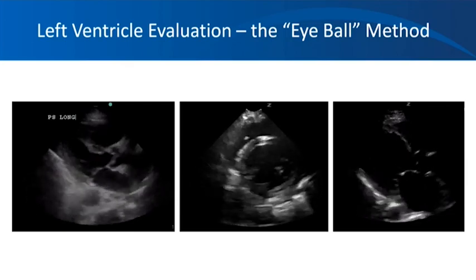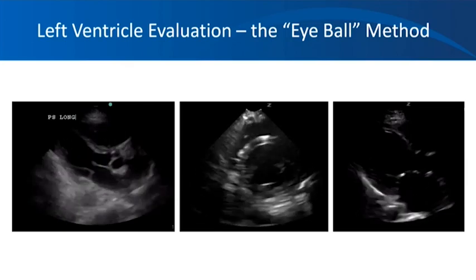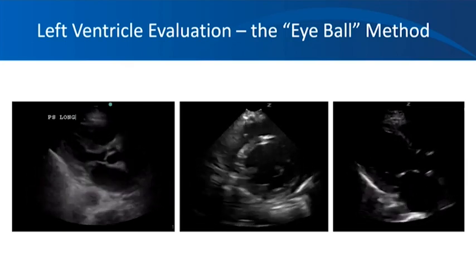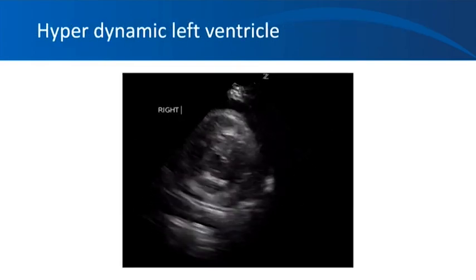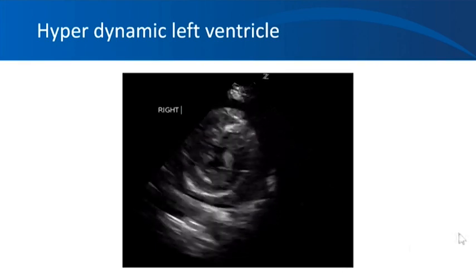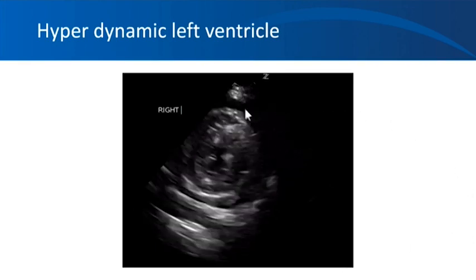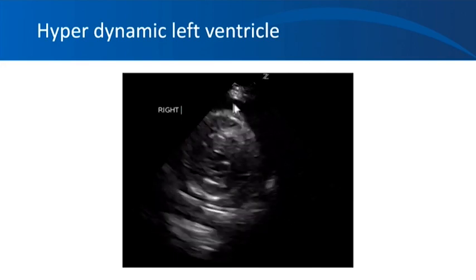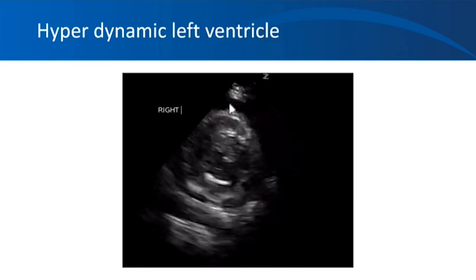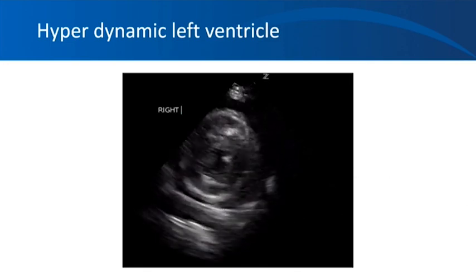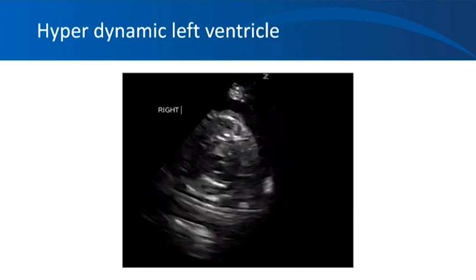As experience increases, we can identify more intermediate stages. This is an example of a hyperdynamic left ventricle, where the patient is most likely volume depleted. And here you can see a small amount of pericardial effusion. Effusion or fluid is black, right? So you can see some fluid around here. But again, the patient most likely needs fluids.